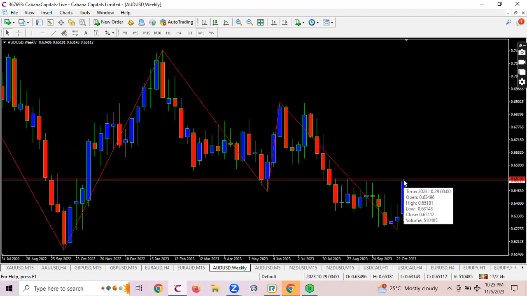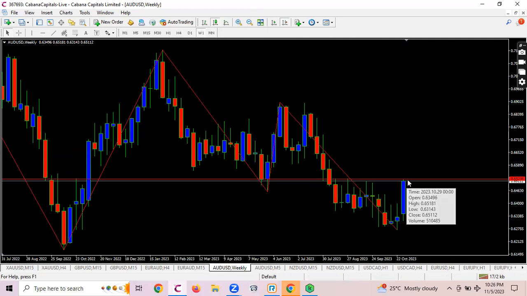Price tested that support, tested that resistance, and there was a rejection from that level. You can see that. So it's likely price will pull back from this level. I would not advise that you buy Australian dollar USD or GBP USD at the current market price. It does not make sense.